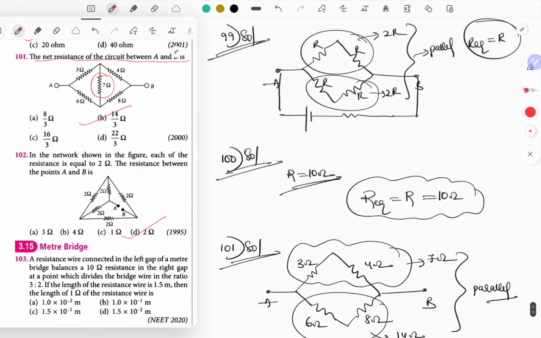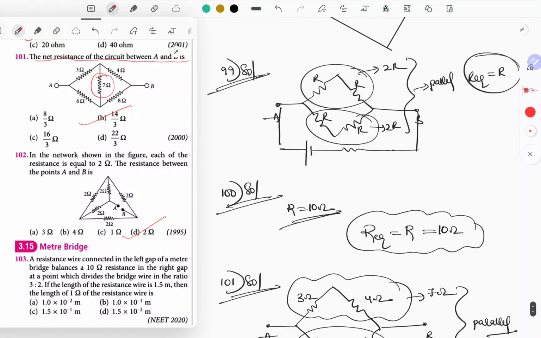Understood? So hope you are understanding and following this series perfectly. Practice as hard as possible and try to revise it as many times as possible, because immediately by seeing you are not going to get this kind of ideas. By repeated practice only you are going to get this kind of ideas.